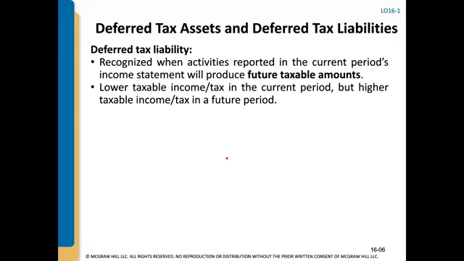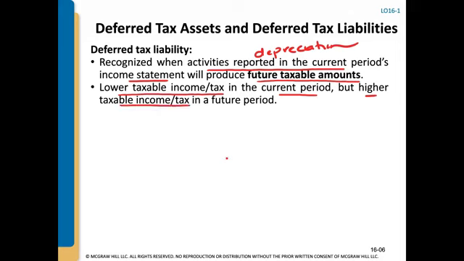So the deferred tax liability is recognized when activities reported in the current period income statement will produce future taxable amounts. In this situation, our activity is depreciation. We took more depreciation in the current year. So when we have a deferred tax liability, we have lower taxable income and therefore tax payable in the current period, right? Because we took more depreciation for tax purposes than we did for financial reporting, but that will result in higher taxable income in a future period.